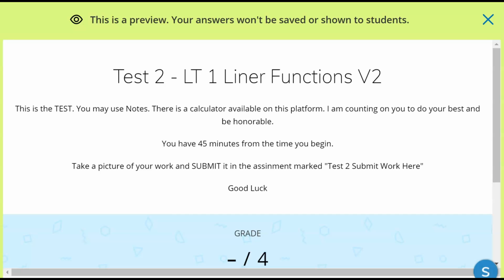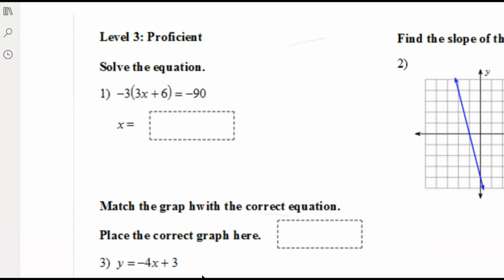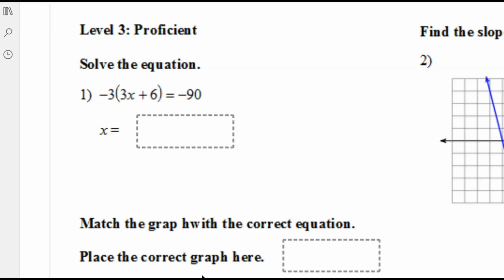Okay, so test 2, this is what it looked like. Question 1, solve the equation. So you're going to distribute. You're going to get negative 9x. Of course, bring down the plus. But then this is negative times positive, so it actually becomes negative. 6 times 3 is 18.